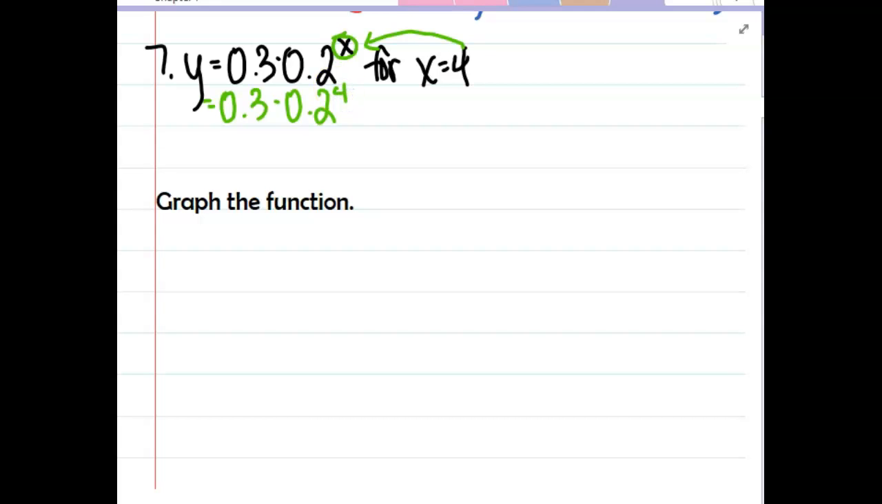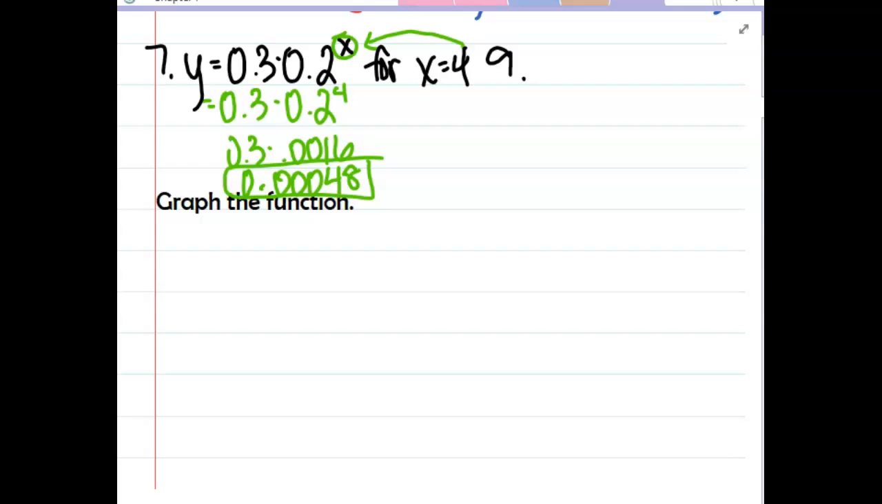Now always remember, order of operations is always a thing. You have to do exponents first. You'd have to take 0.2 to the fourth power first. 0.2 times 0.2 times 0.2 times 0.2, which would give you 0.0016. Then you can multiply by 0.3, which, this is a lovely little decimal, gives you 0.00048. And we need your calculators today for sure.